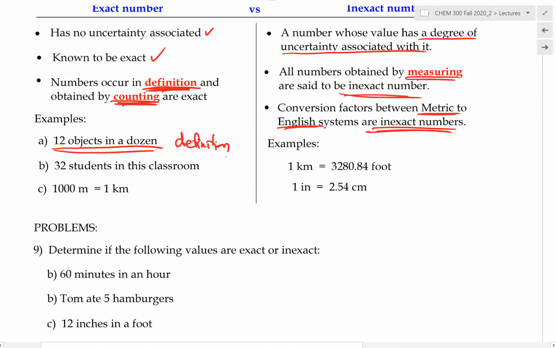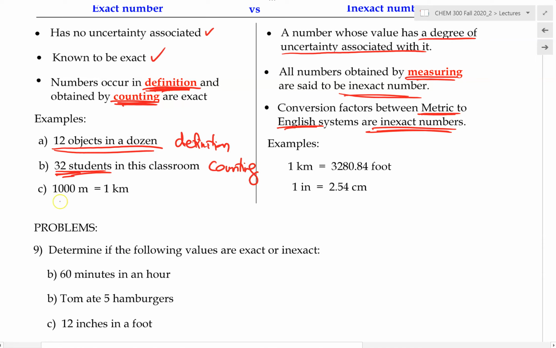And the second example, 32 students in this classroom. So this value, based on the context of it, is something that we would obtain by counting, right? So I'm counting and seeing there are 32 students in this class. So therefore, this number 32 would be an exact value. Now, if I didn't count the students, but said about 30 students in this class, you can see that when I say about 30, that is no longer a counted value, but becomes an estimated value. And it will not be an exact number. But in this case, 32 students in this classroom is an exact value because it is obtained by counting.